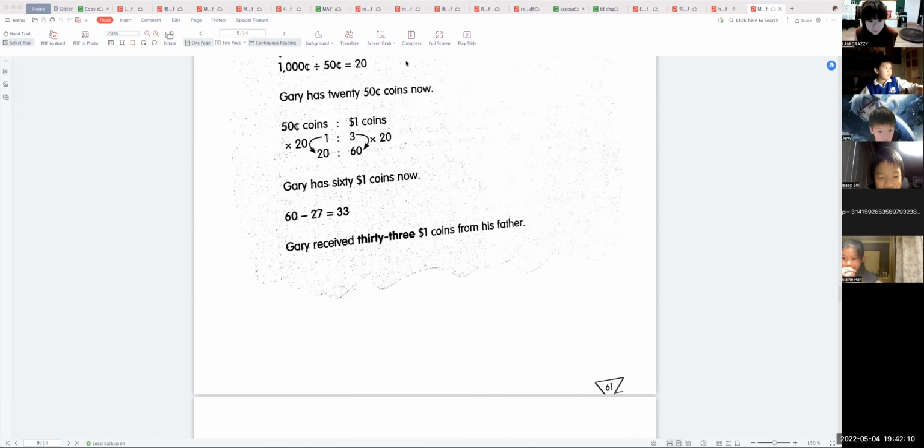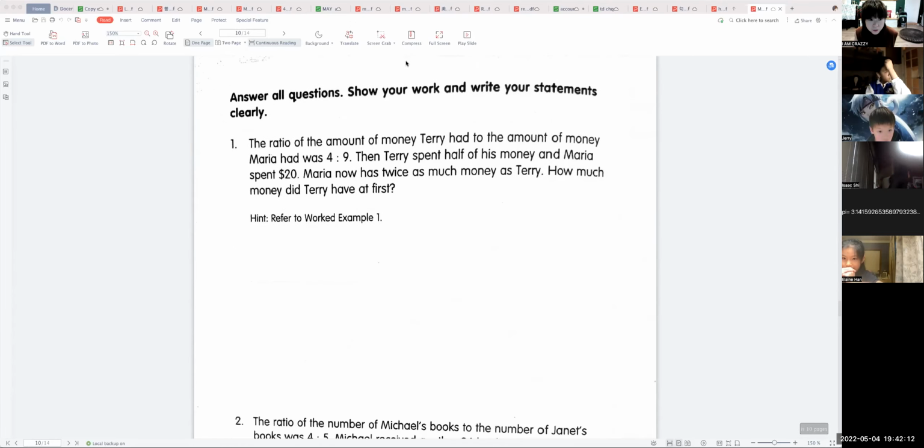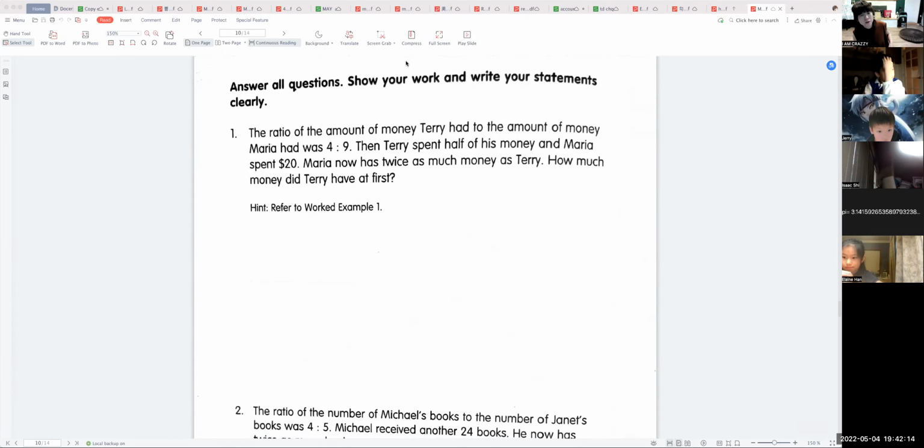Yeah, of course. Okay, so now let's take a look at number 1, okay? The ratio of the amount of money Terry had to the amount of money Maria had was 4 to 9. Then Terry spent half of his money and Maria spent $20. Maria now has twice as much money as Terry. How much money did Terry have at the very beginning?